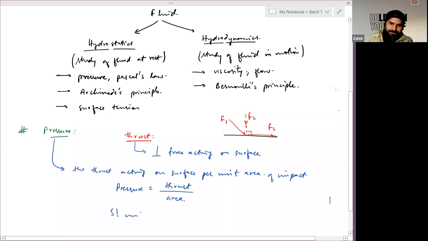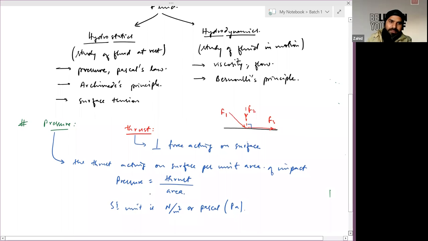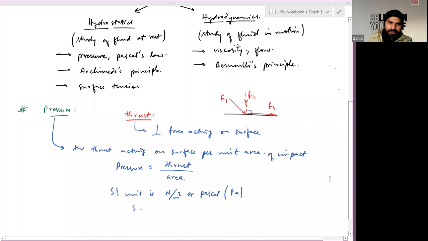So the SI unit is Newton per meter square, or we can call it Pascal, Pa. And it will be a scalar quantity.